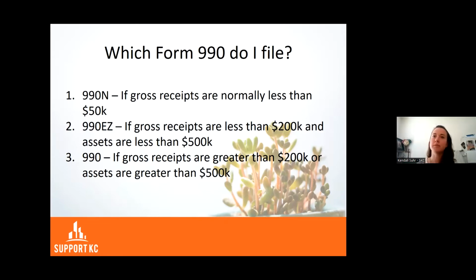And then if you have gross receipts that are less than 200,000, but more than that 50,000, and your assets are also less than 500,000, you can file a Form 990 EZ, which is a simpler form, though definitely more information than that postcard form. Otherwise, you'll file the Form 990. That's the full form with all the information and all the bells and whistles.